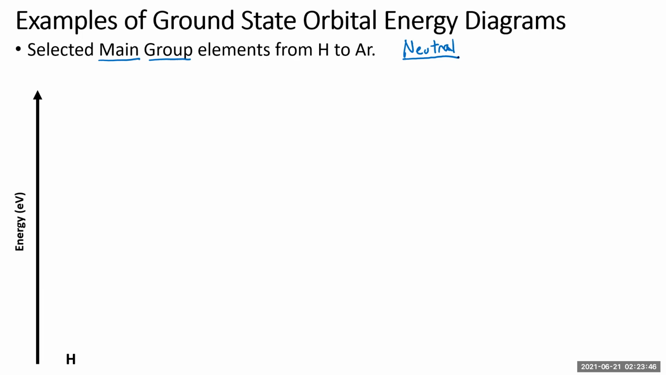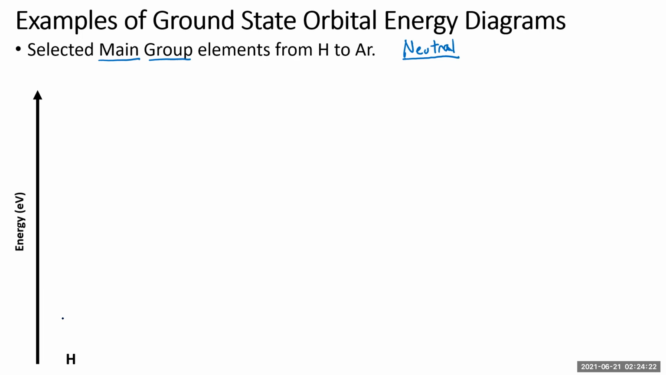But for now, let's start with neutral, and let's start with the simplest types of elements, the main group elements, the S block and P block elements from the first 3 rows, maybe the 4th row. Let's start with hydrogen. A neutral hydrogen has only 1 proton, therefore it can only have the exact same number of electrons, which is 1. So how do I represent that 1 electron?